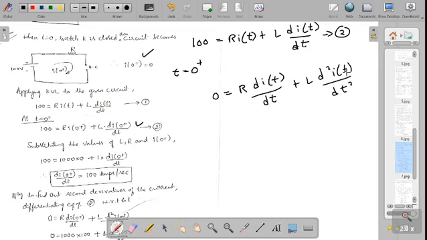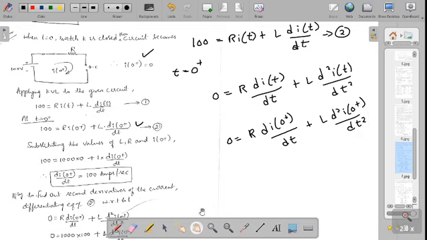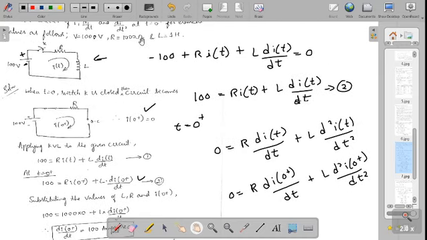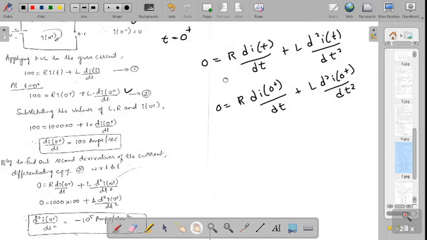Okay, so now replace t by what? 0 plus. You need to replace this t by 0 plus. So 0 equals R into di of 0 plus divided by dt plus L into d square i of 0 plus divided by dt square. Now you are given the value of what? Resistance. What is the value of resistance? 1000 ohms, and the value of inductance is what? 1 Henry.